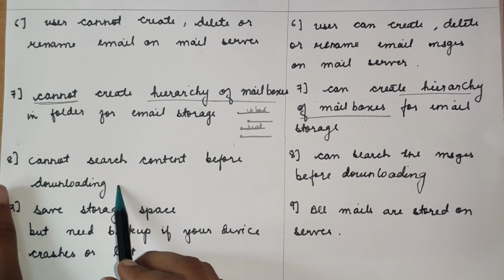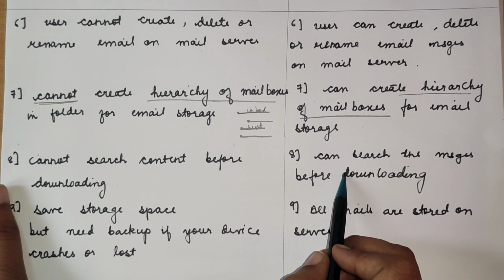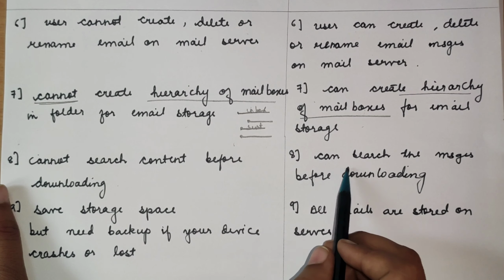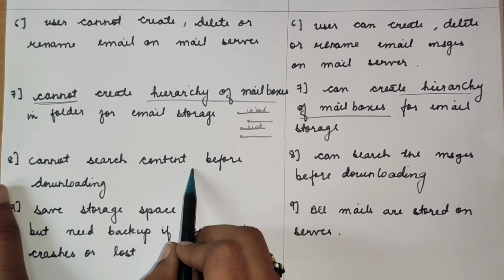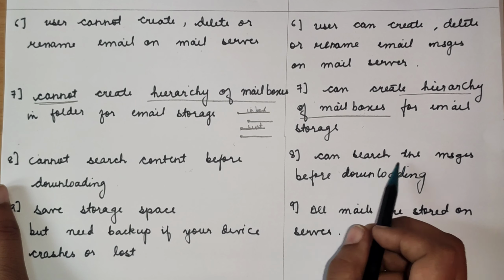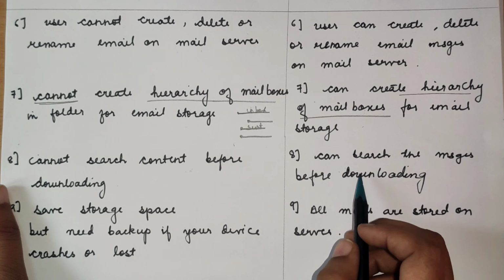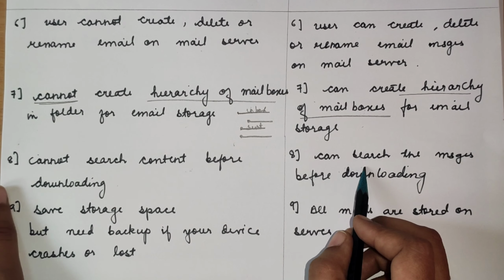Next difference is, here we cannot search the content unless and until we download the messages. As I have told you, before downloading your messages we can easily partially read the messages in the case of IMAP. But in the case of POP3, unless and until we download the messages, we cannot do anything. We cannot search it, we cannot even read it. Whereas IMAP allows the functionality of searching your messages, even before downloading.